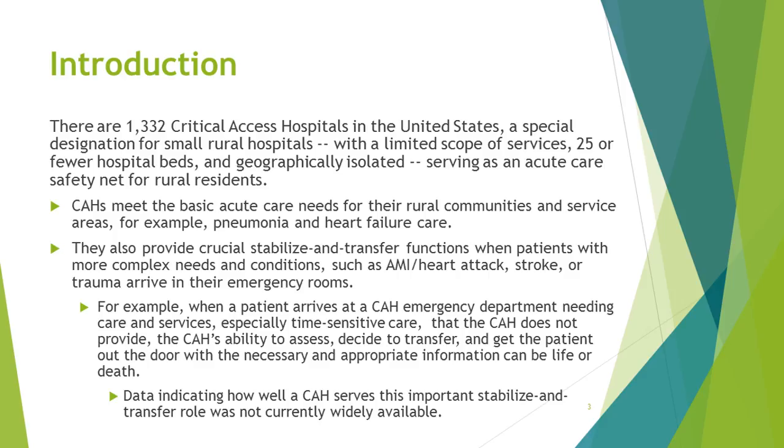So to start with the introduction, as of April 2016, there are just over 1,300 critical access hospitals in the United States, which is a special designation for small rural hospitals with a limited scope of services, 25 or fewer hospital beds, and geographically isolated, serving as an acute care safety net for rural residents.